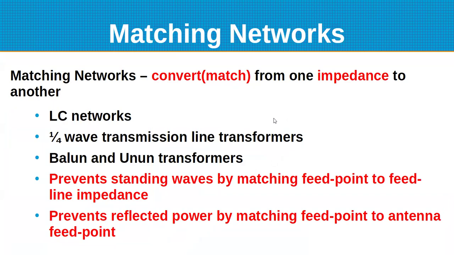Okay, so we talked a little about a matching network, which we use to convert or match one impedance to another. There's basically 3 types of things we can use. One would be an LC network. It's typically going to be what we call a pi or a T network.